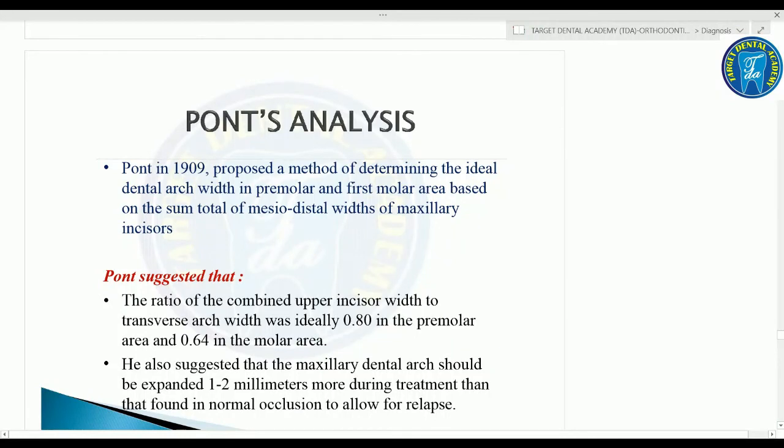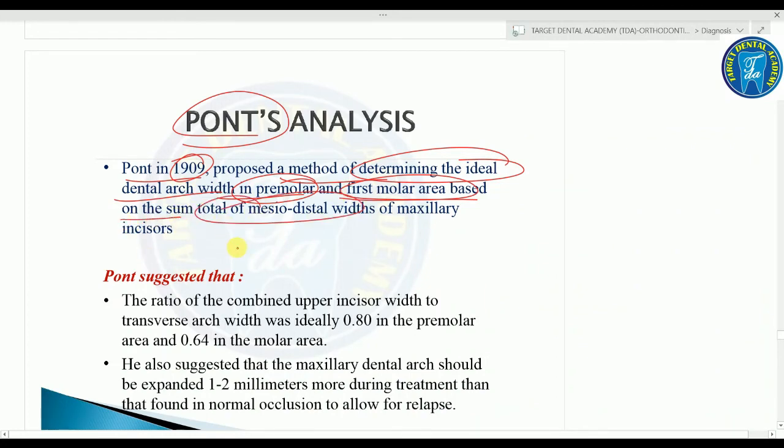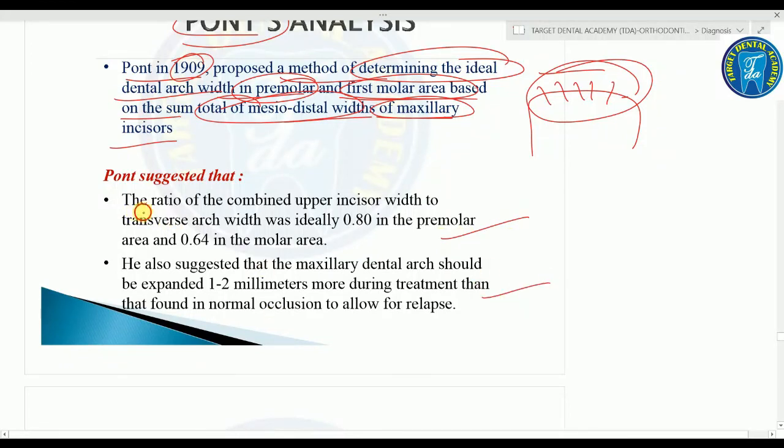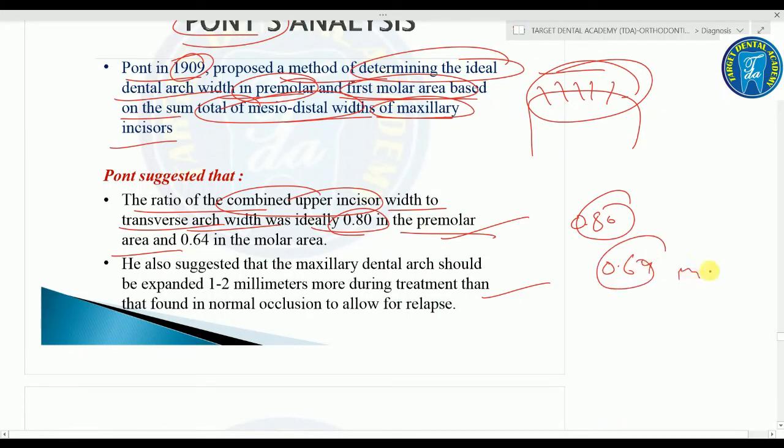After this, next is Pont's analysis. Pont's analysis was given by Pont in the year 1909. It proposed a method of determining an ideal arch width in the premolar and first molar area, based on the sum total of the mesiodistal width of the maxillary incisors. In this you have to consider the 4 maxillary incisors, their mesiodistal width. These 2 points are important: the ratio of the combined upper incisor width to the transverse arch is usually 0.80 in the premolar area, while it is usually 0.64 in the molar area.